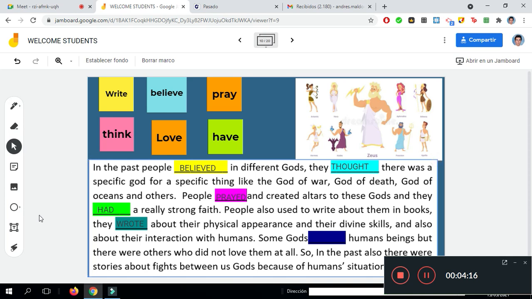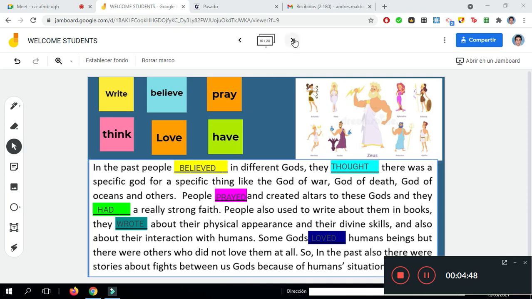Some gods, in this case, loved is a regular verb, so the conjugation is loved. Some gods loved human beings, but there were others who did not love them at all. So in the past also there were stories about fights between gods because of humans. Okay, so there were fights about human situations.